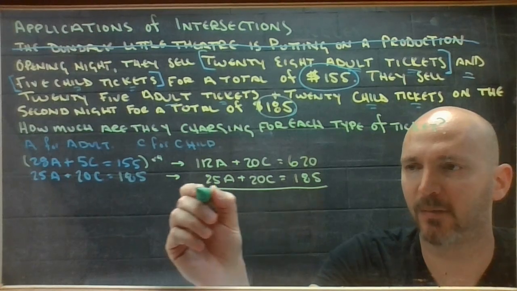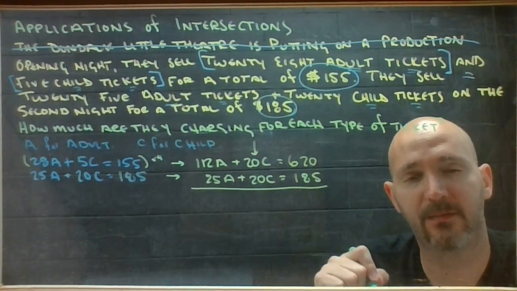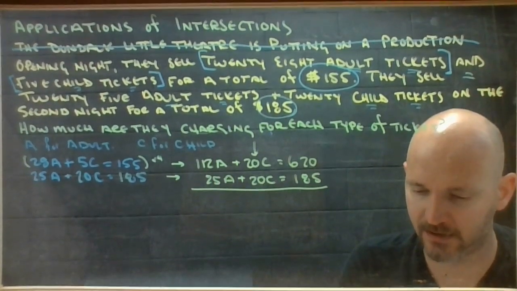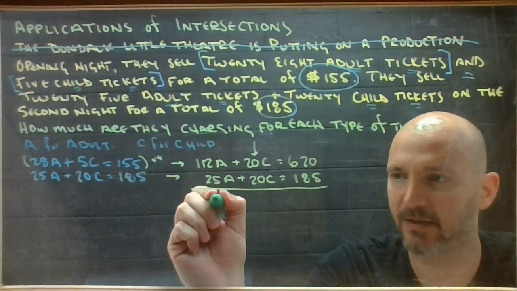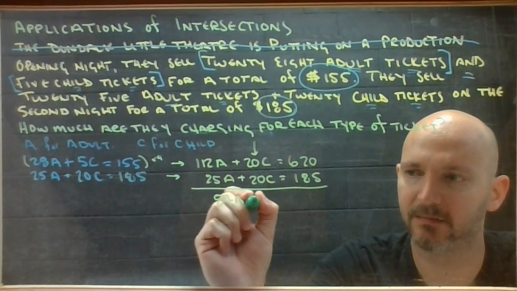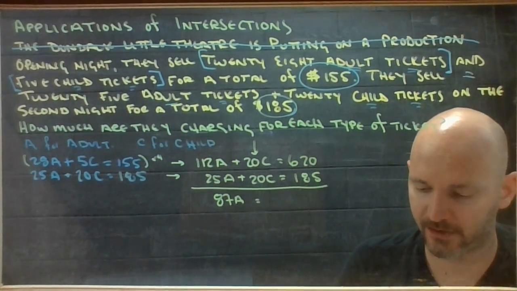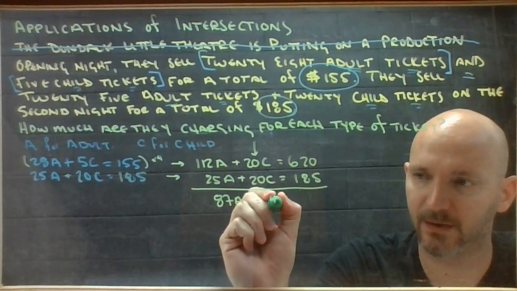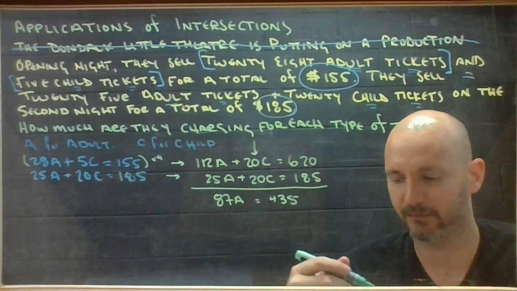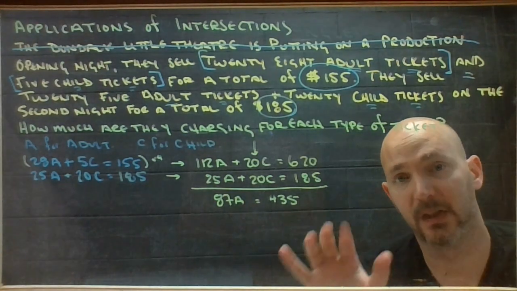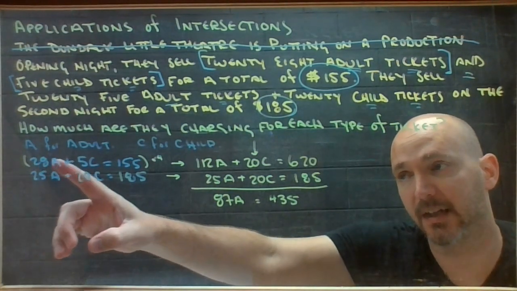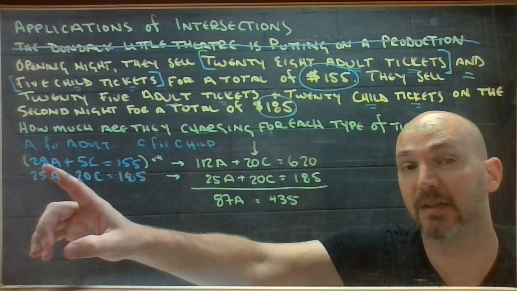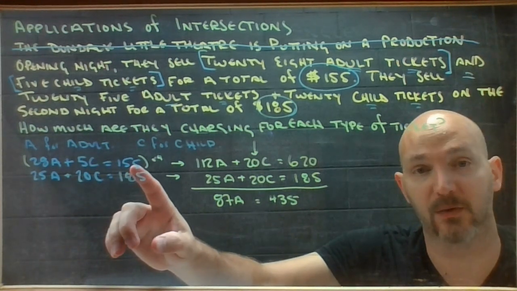Alright, so I have a match in this column, so I'm able to eliminate them. So 112 subtract 25 gives me 87 adult tickets. 620 subtract 185 is $435. So in the logic here, if this many tickets and this many of this type of tickets add up to 155, if I quadrupled these and quadrupled these, I would end up quadrupling the money I made.